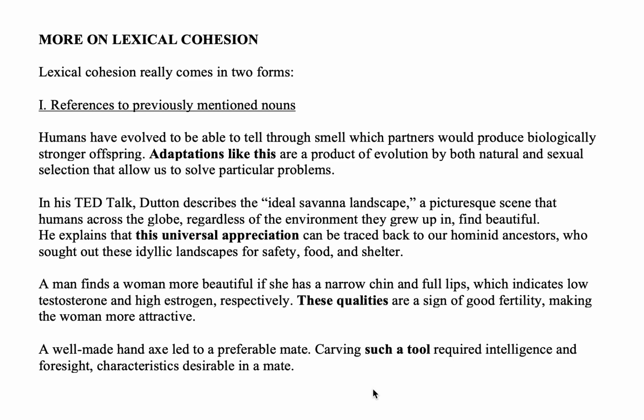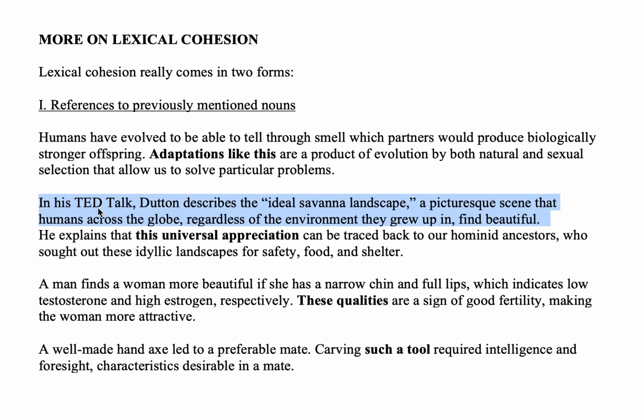Lexical cohesion really comes in two forms. First, we get these tiebacks, these references to previously mentioned nouns. Take a look at some examples from student writing. Here the writer mentions a particular adaptation and then ties back to it. Adaptations like this.